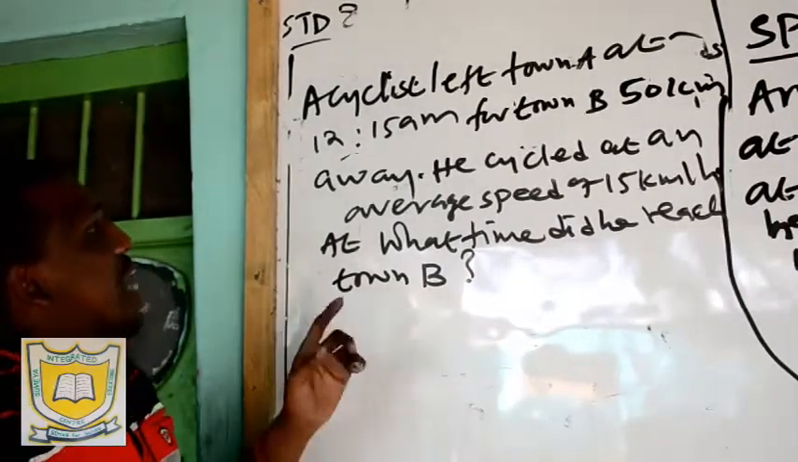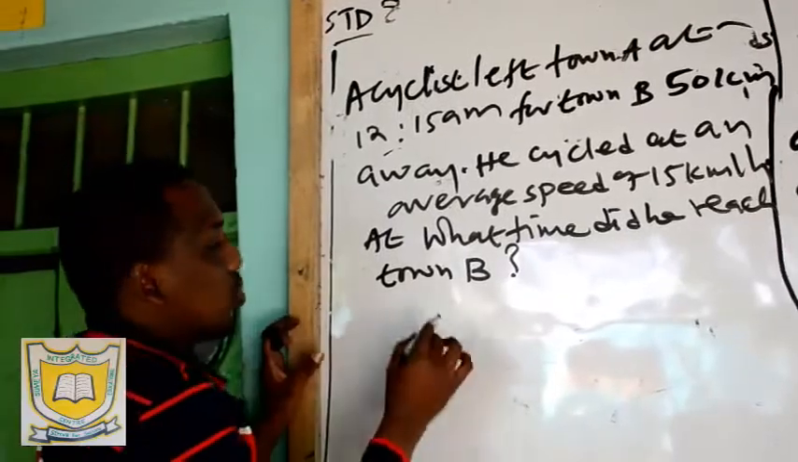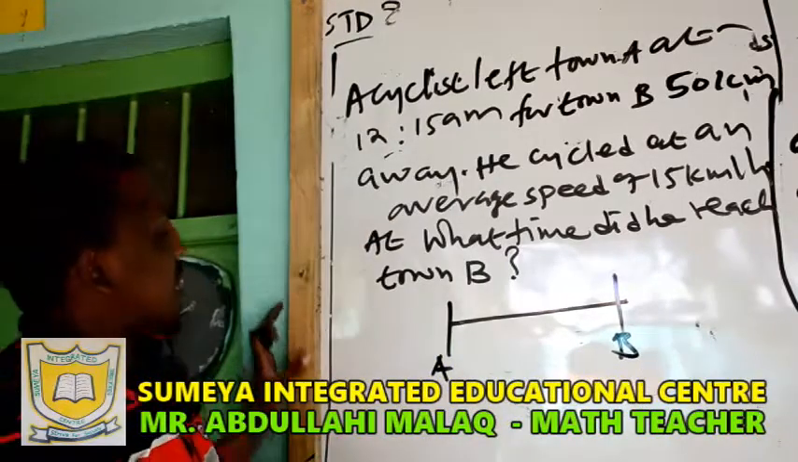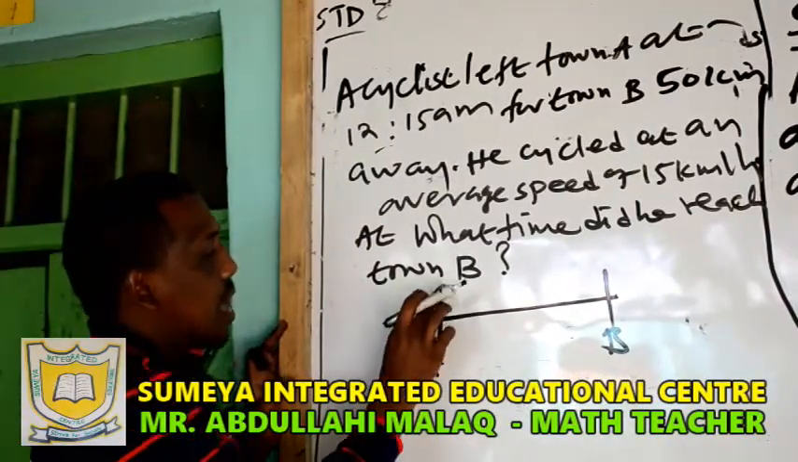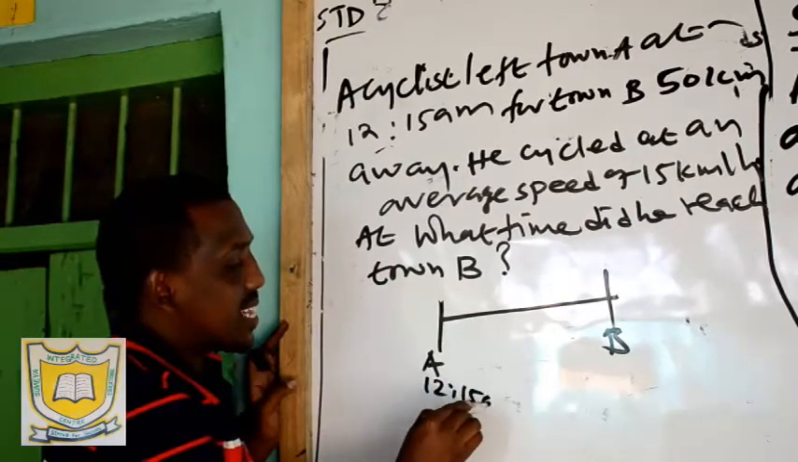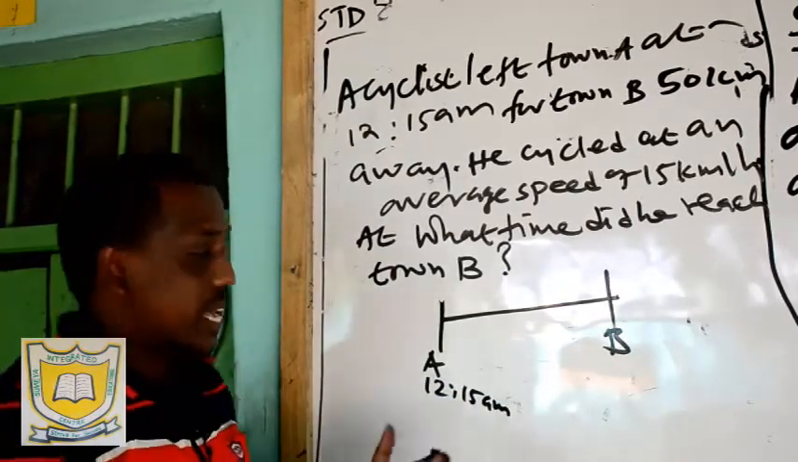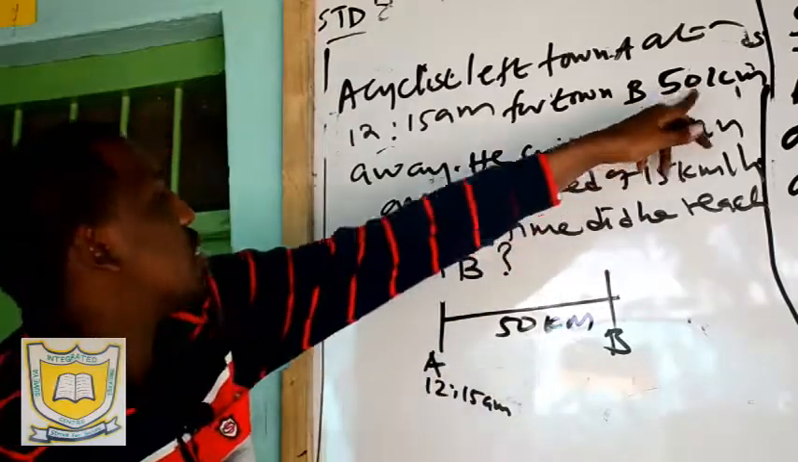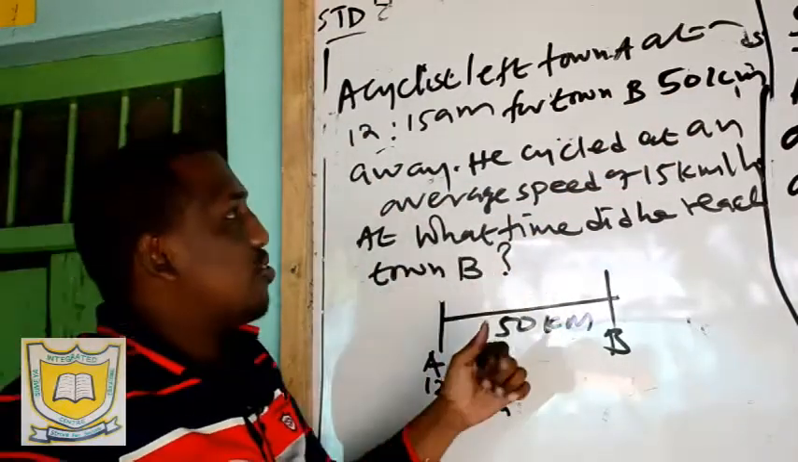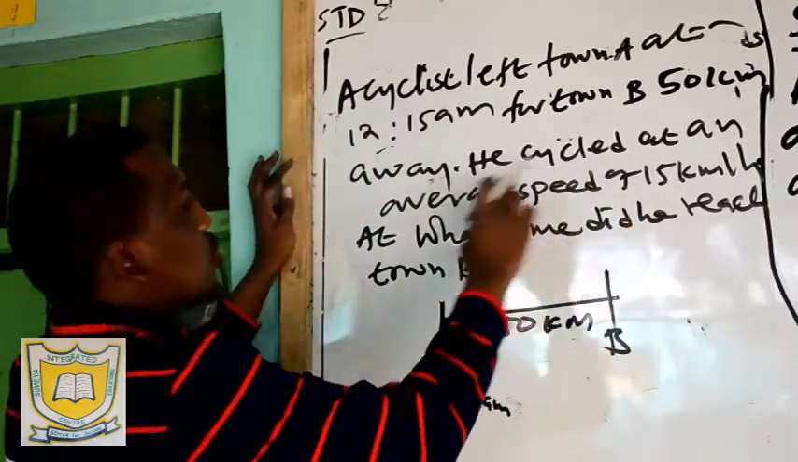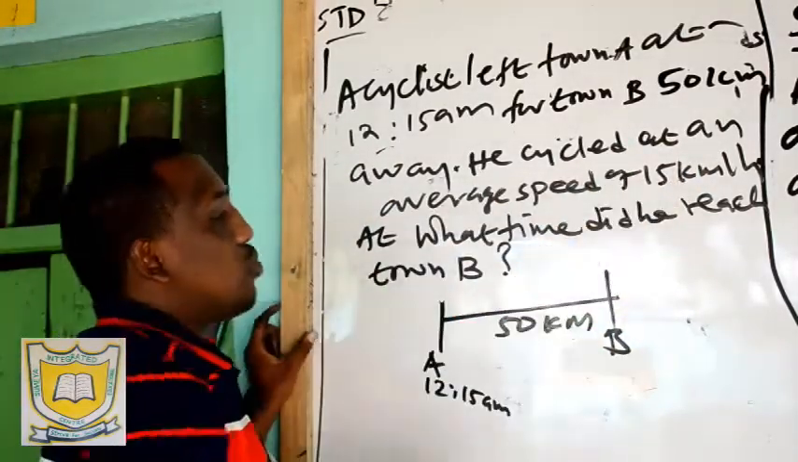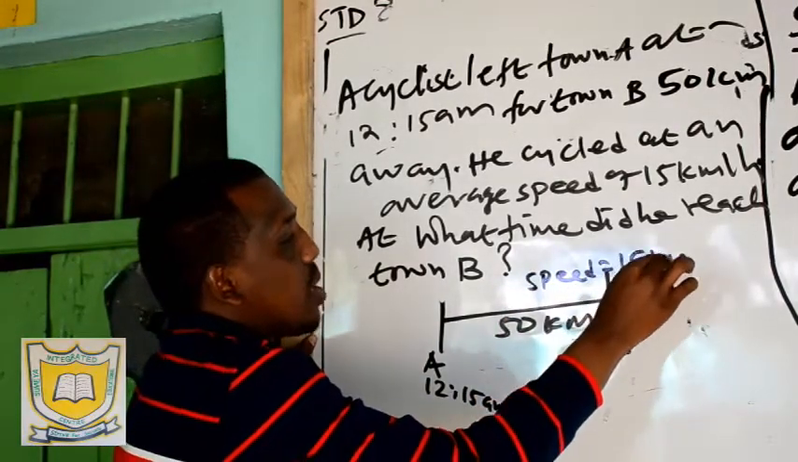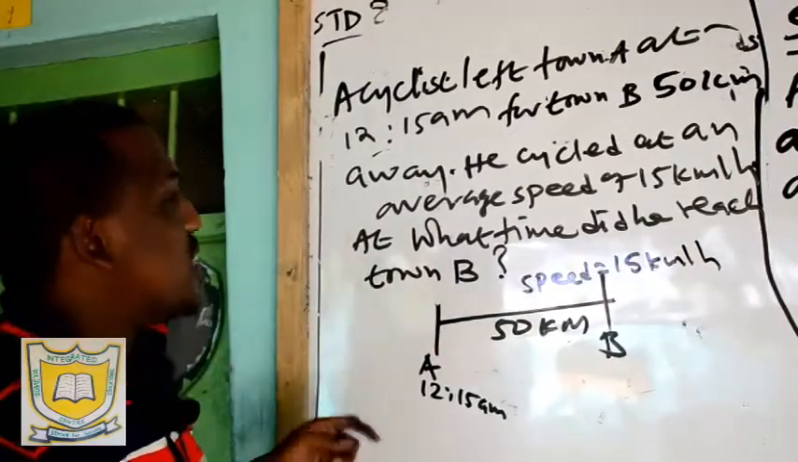Now, a cyclist left town A for town B. Here we have two towns. I always like to draw that. Here we have town A, we have town B. The cyclist left town A at 00:15 a.m. for town B, 50 kilometers away. That is now the distance between town A and town B. If you hear "away", that's the distance between the two towns. He cycled at an average speed of 15 kilometers per hour. That is the speed.